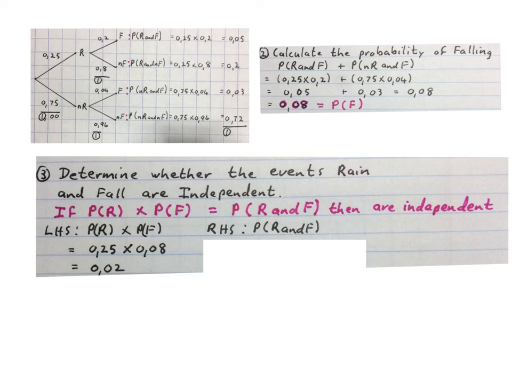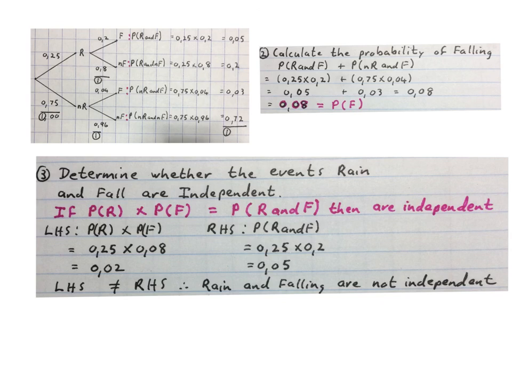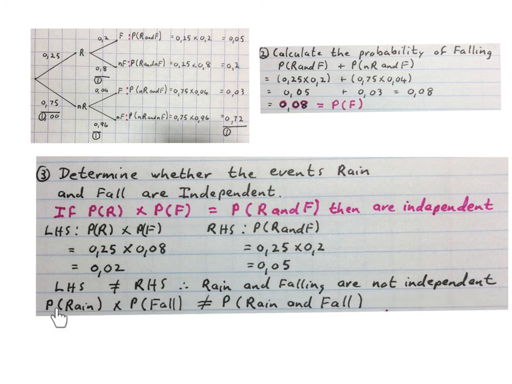You work out the right hand side, probability of rain and falling. And we have worked it out going up that branch there. That gives me 0.05. Then we can see that these two answers aren't the same. So the left-hand side is not equal to the right-hand side. So rain and falling are not independent, because the probability of raining times probability of falling is not equal to the probability of rain and falling. Please stop the video and get your brain around this.